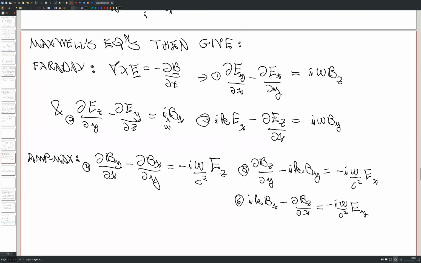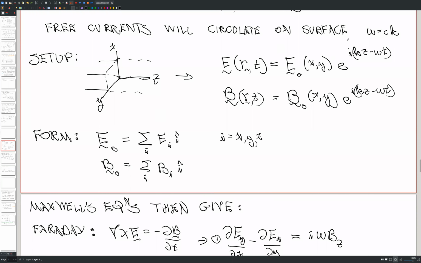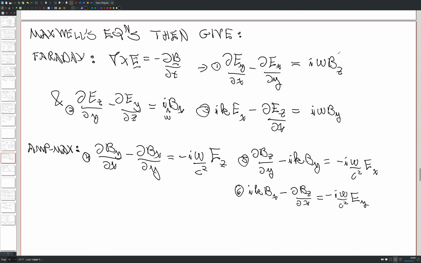Because this is dEx dZ minus dZ dx, and here I take dZ. It simplifies because the only Z dependence is in the free wave that I have here, and just pulls out an IK for me. Okay, so that's how I get this thing. So these equations, we want to smartly isolate what we need out of them.